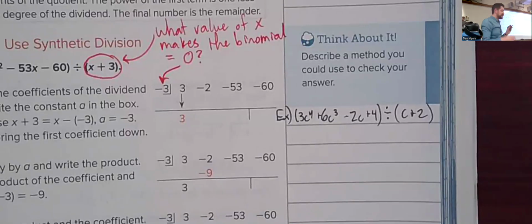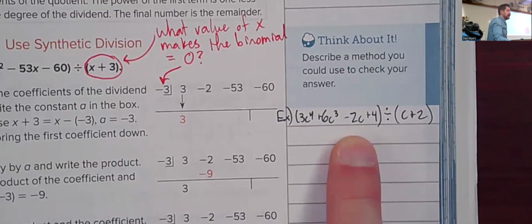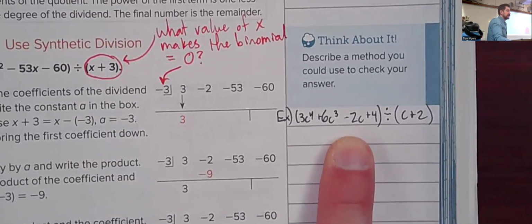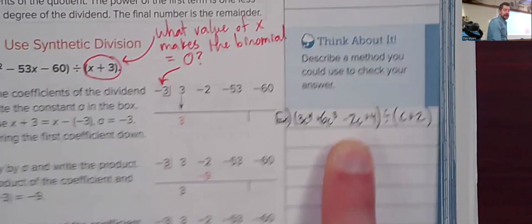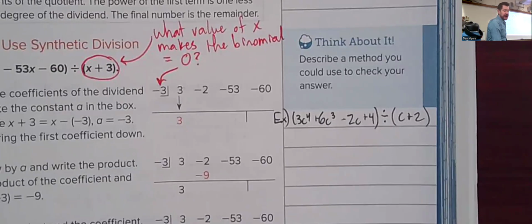I told you I was going to give us an example where we need to use a placeholder if not every exponent is accounted for in the dividend. So you might notice that there's an exponent missing here in our dividend. Which one's missing? C squared, exactly. We have to account for that. That would be like the difference between writing, just give me a quick example here. You don't need to write this down.